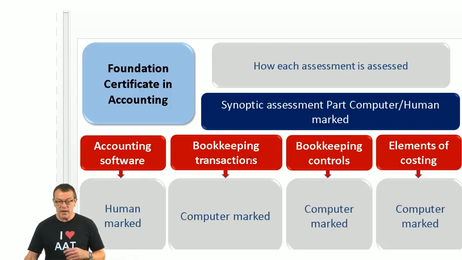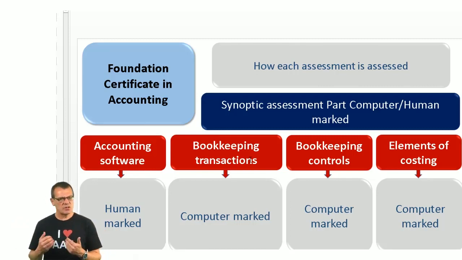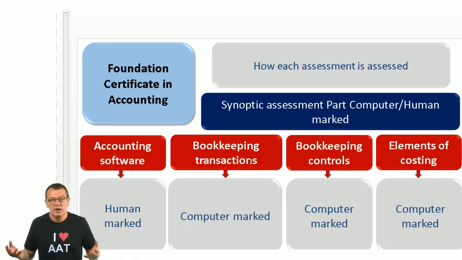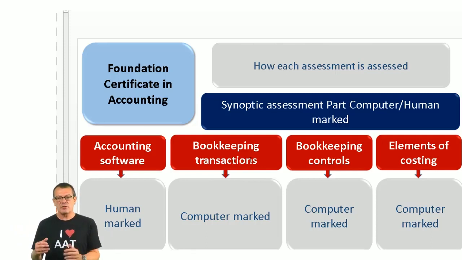Now, the next section I'd like to talk about is how the course is assessed. If you've started, you will already know some of this, and you will know the answers. If you haven't, or are simply viewing for the first time, we'll cover this with you anyway. Now, the synoptic assessment is partly human marked and partly computer marked. And you may think, well, what difference does that make? Well, it does make a difference, because the other units, with the exception of accounting software, are all human marked. Now, are all computer marked, I beg your pardon.